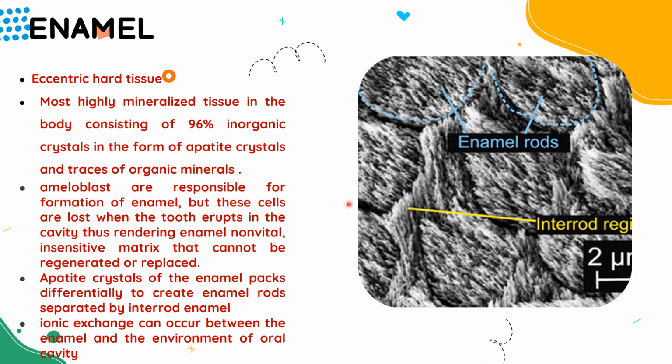The inorganic content in the enamel that is present in the form of apatite crystals is packed within the enamel in different patterns to create enamel rods and interrod enamel. If you see in this picture, this is one pattern set of enamel, and this is another pattern set of enamel. This is the enamel rod, and in between these two enamel rods, this different setting is called interrod enamel.